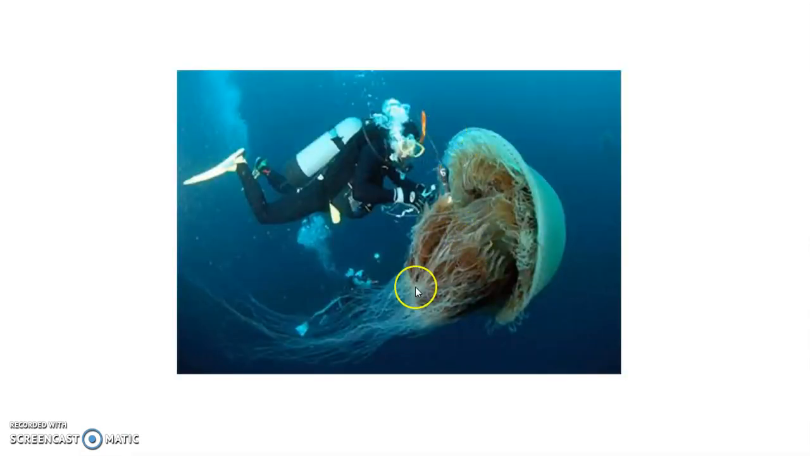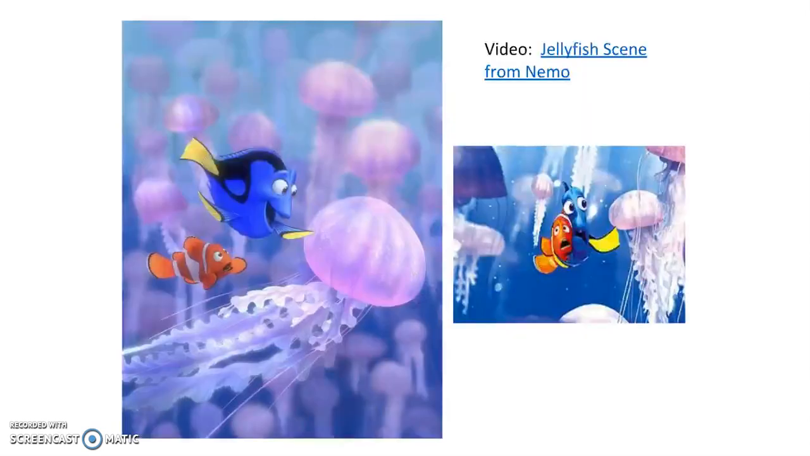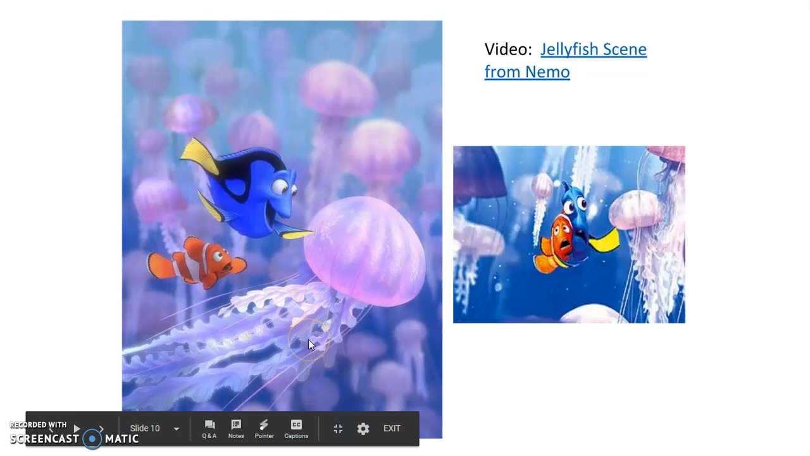This is an example of a very large jellyfish. There's a diver, and he's swimming beside this really large bell-shaped jellyfish. There is a scene from Finding Nemo where they bounce on top of the jellyfish. Remember, the jellyfish stings Dory, so they're trying to not get caught. And what the jellyfish do is they sting with these tentacles, and then they'll pull the fish up inside their body and digest them up there.